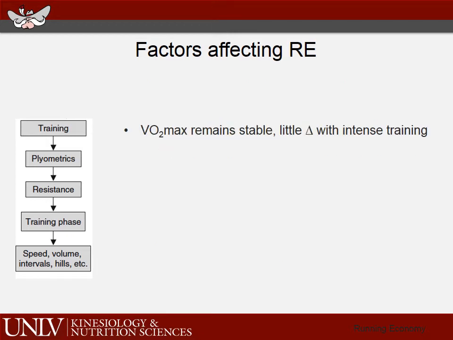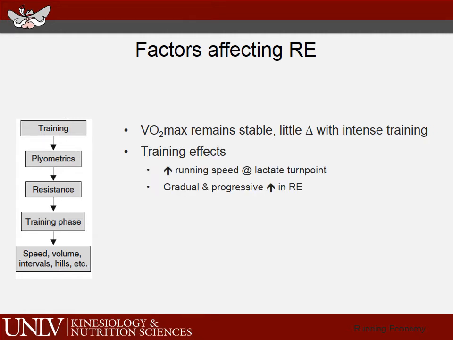So also VO2 max remains stable, a little change with intense training. Now this is dealing with that elite population, because what we have seen in the last lecture is your VO2 max can be quite increased with training. But training effects increase your running speed at lactate turn point. Now, the lactate turn point, some people call it a lactate threshold, is that point where you all of a sudden start seeing the accumulation of lactate. So you're trying to get towards that anaerobic metabolism and leaving the aerobic. So you're pushing back, or you're creating the ability to run faster for a longer period of time during your training effects.